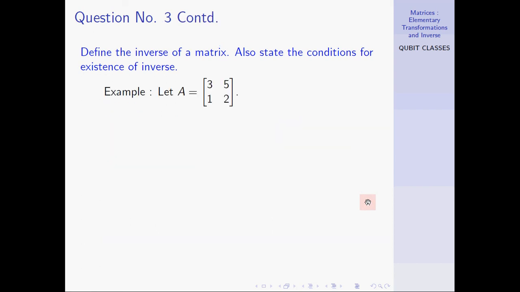Okay. Now let us see an example. Consider matrix A, which is a 2 by 2 matrix. The first row is 3, 5 and the second row is 1, 2.